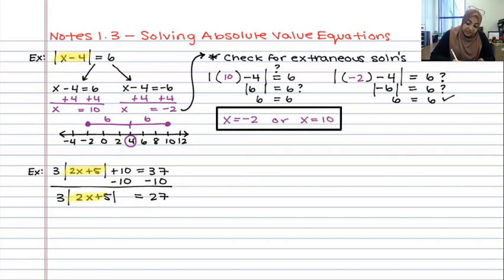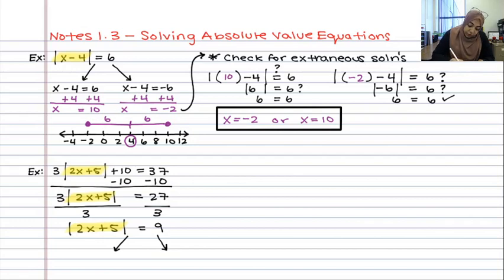And then again, I ask myself, have I isolated the absolute value bars? And I haven't. I've still got that 3 there. So I'm going to, again, treat it like a variable and divide both sides by 3, which leaves me with the absolute value of 2x plus 5 equals 9. And again, I ask myself, have I isolated the absolute value? And this time I have. So now I can jump into the 2 different equations that get created.